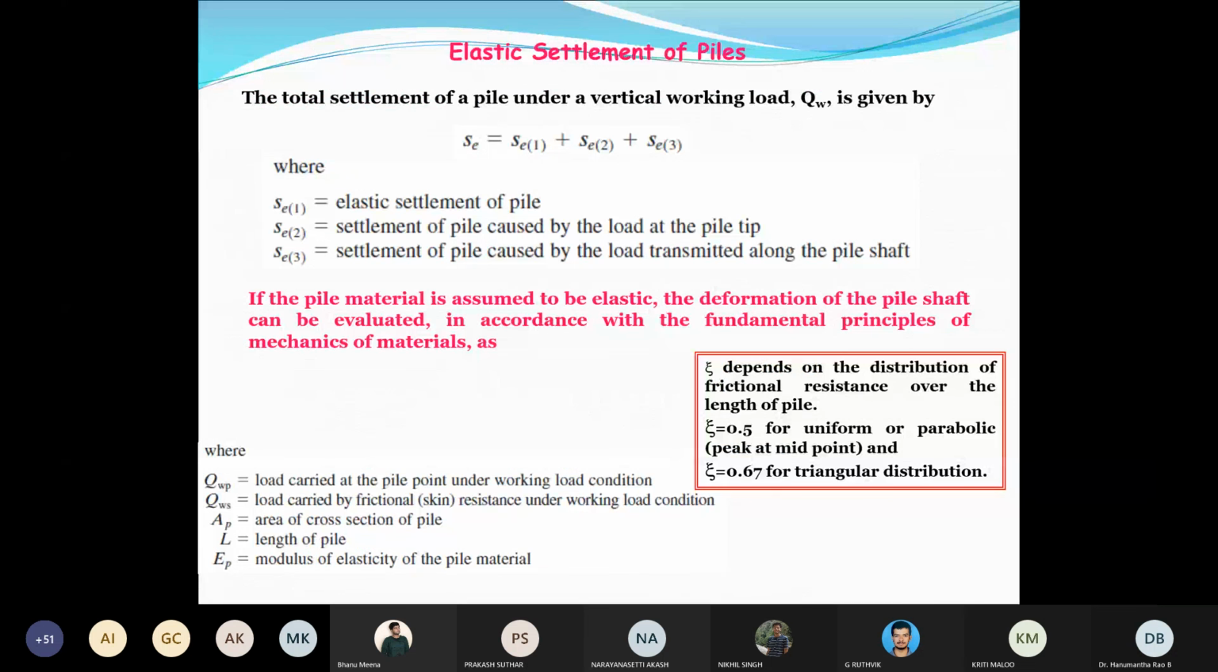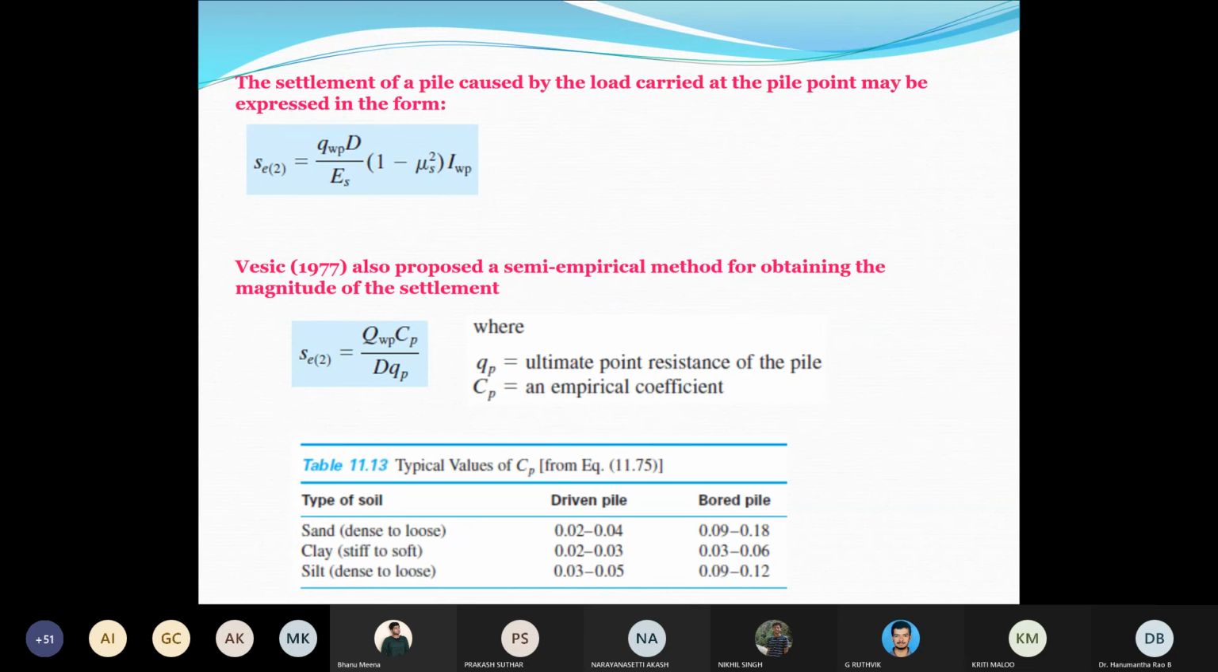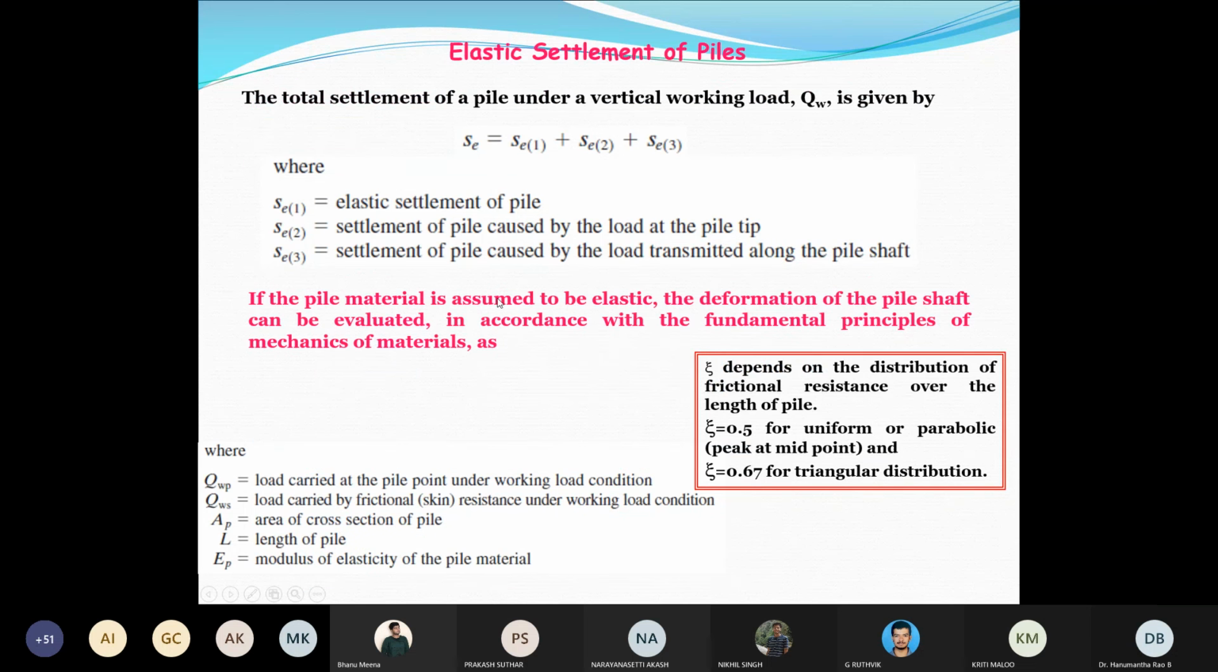The last part of this pile foundation is how to calculate the elastic settlement. The elastic settlement is the summation of the settlement of the pile itself, the settlement of the pile caused by the load at the pile tip, and the settlement of the pile caused by the load transmitted along the pile shaft. So the elastic settlement of the pile is the summation of SE1 plus SE2 plus SE3. That is the elastic settlement of the pile itself as well as the soil. So pile plus soil, both will be accounted for in the calculation of the elastic settlement. So these are the formulas. How do you calculate SE1?